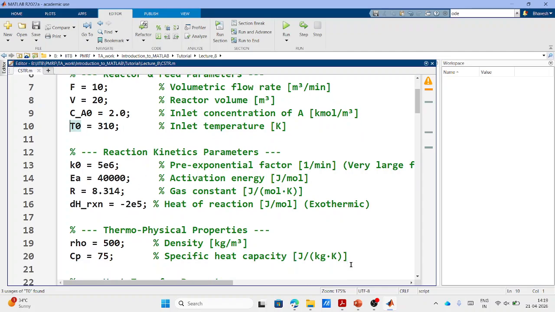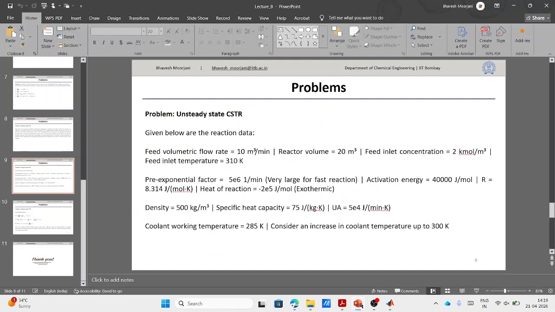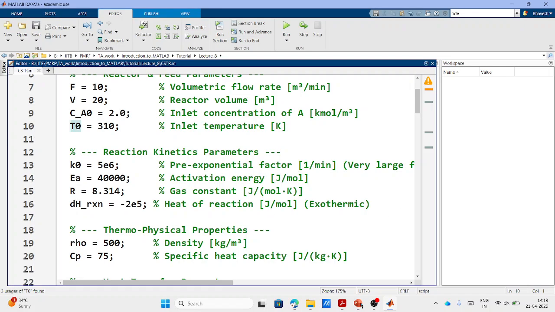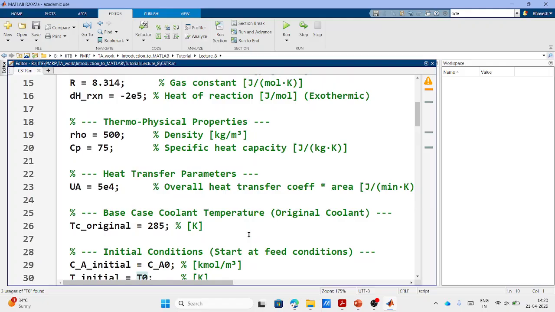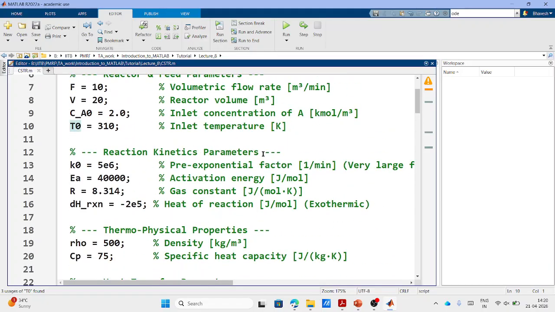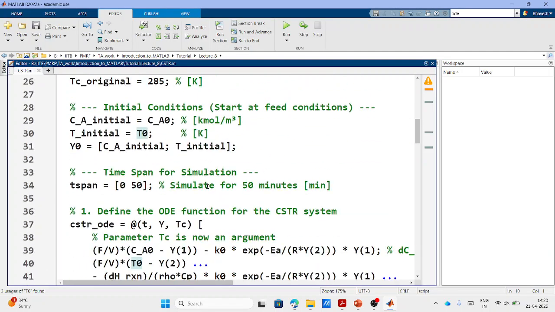Now, the reaction kinetic parameters. So K0 value is given, which is 5 into 10 to the power 6 per minute. Okay, so it's a very high value. Now, based on this, what kind of order does this reaction have? Can you think about it? Right. So, based on the unit, it's a first order reaction. Okay.